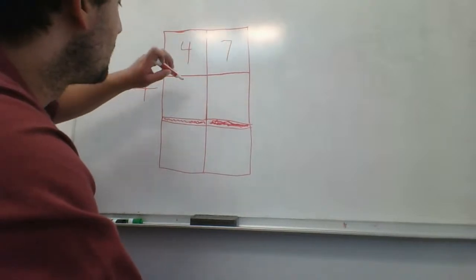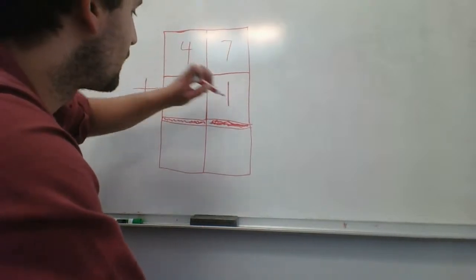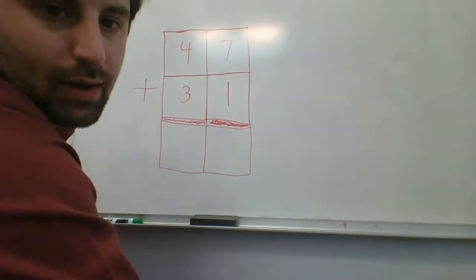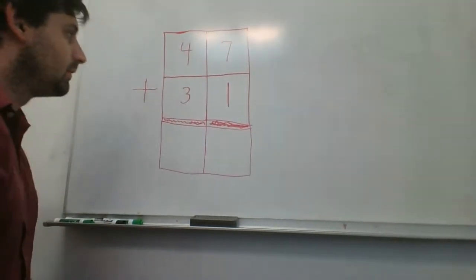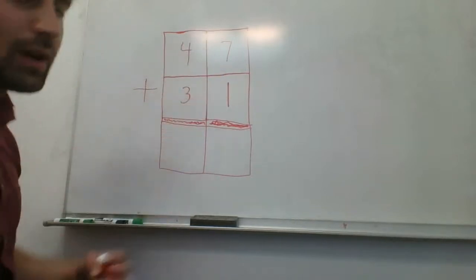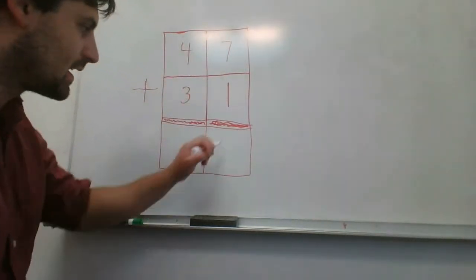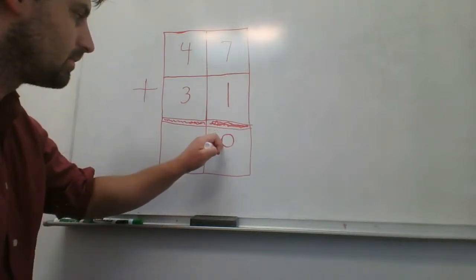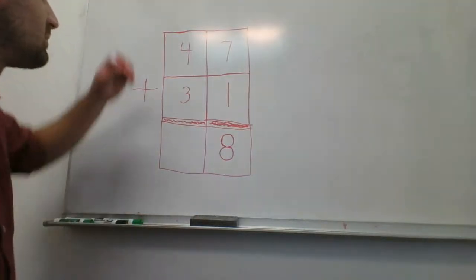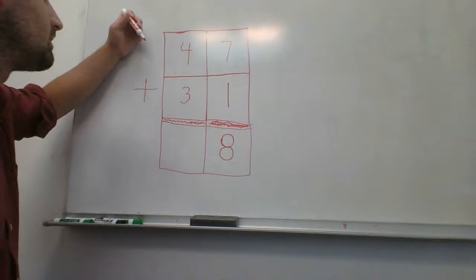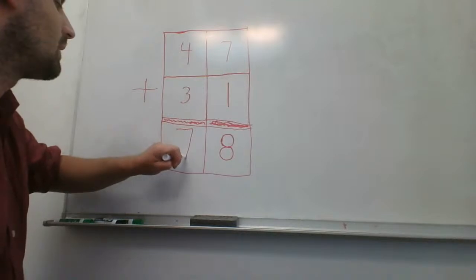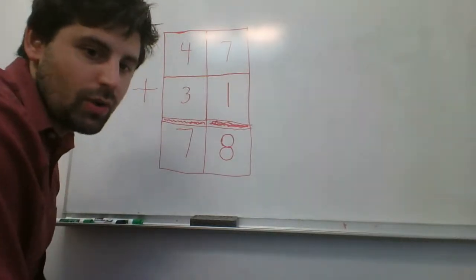47 plus 31. That's going to be my first problem. So we always start with the digits in the ones place. So I'm going to add 7 plus 1. 7 plus 1 equals 8. Now going over to the tens place. 4 plus 3 equals 7. And we have our final answer. 47 plus 31 equals 78.